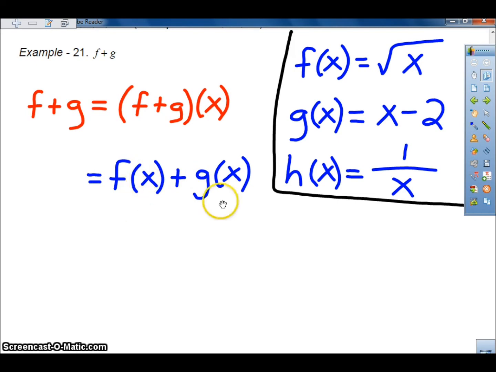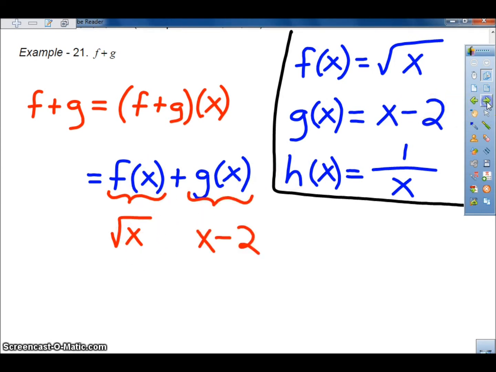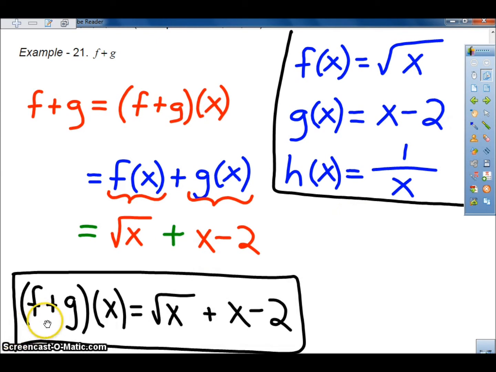And all we have to do, since we're not plugging any numbers in here, is replace the function notation with what the functions are actually equal to. So f of x is equal to square root of x, according to this legend over here, so make that replacement. G of x is equal to x minus 2, so make that replacement. And we want to add these together. And so this becomes our answer. F plus g of x is equal to the square root of x plus x minus 2.